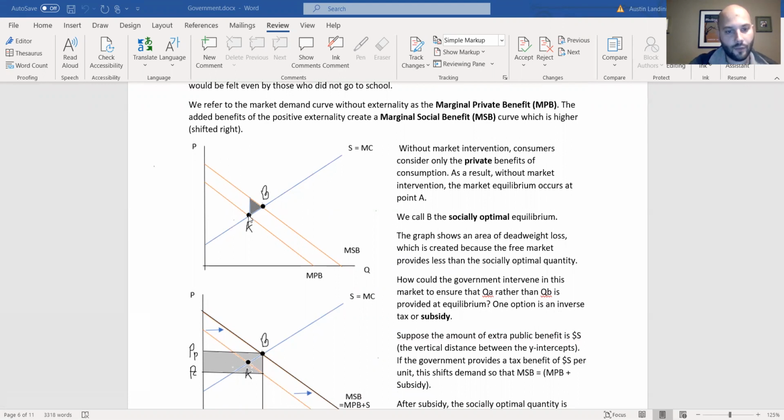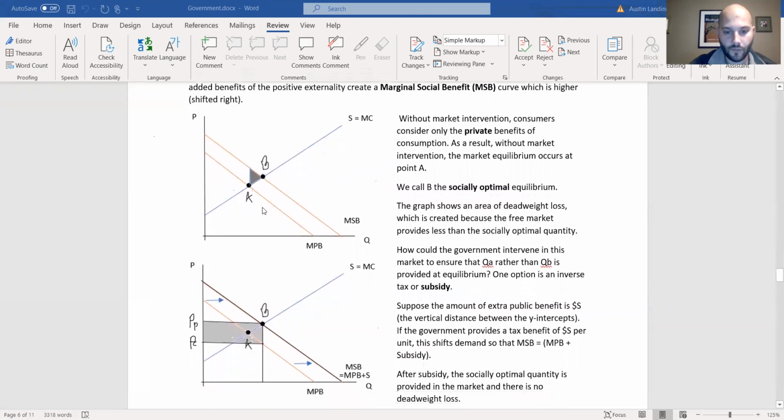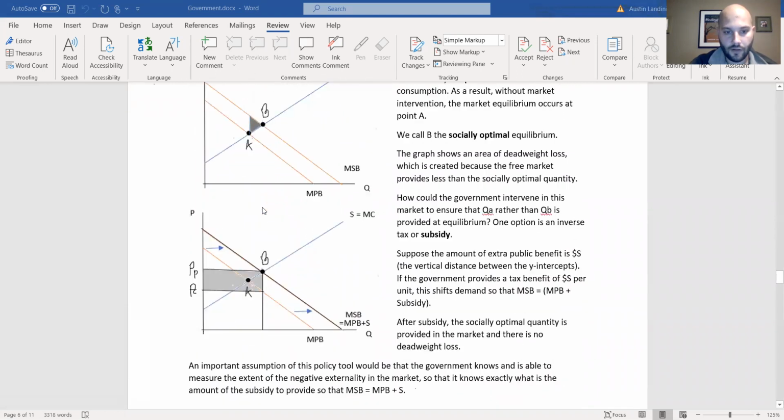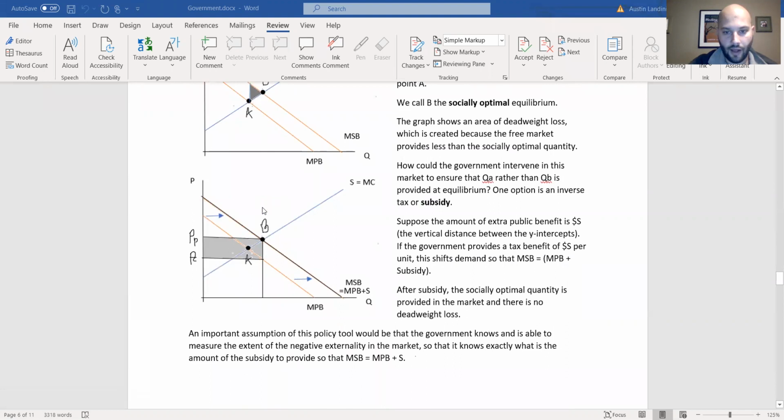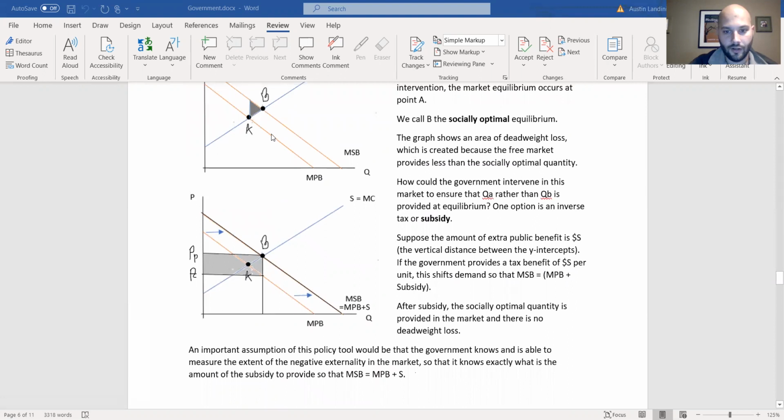So again, without government intervention, we arrive at point A, and point A is not socially optimal because it doesn't take into account the social benefits of, in this case, higher education. We should have more education. Right, so how could the government intervene in this market to ensure that we get to B here instead of A?